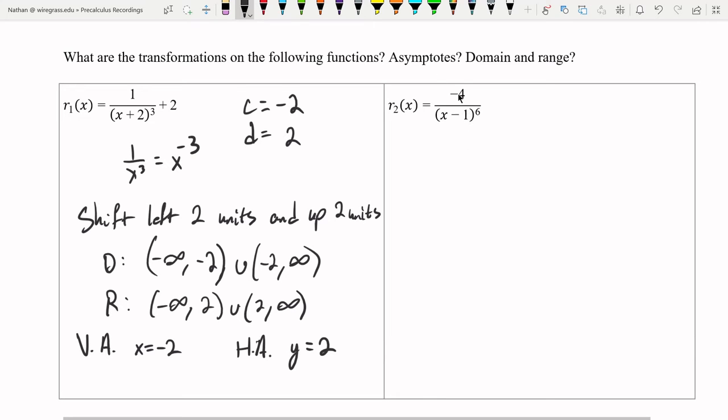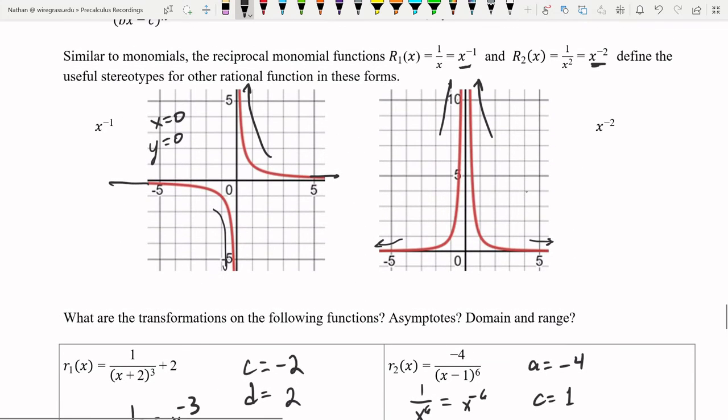We have a is -4, and we have c equal to +1. There's no d, and b is 1 as well. So we know that's going to be flipped. Since a is negative, it's going to be flipped vertically. The original function is 1 over x to the 6, which is the same thing as x to the -6. So the asymptotes, this is going to fit a lot like this function here, because we have a negative even power.